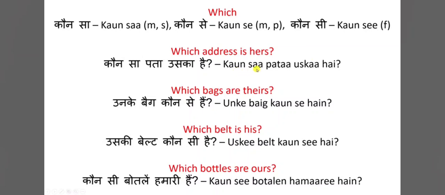Now, you might have noticed the word orders in these sentences. Here we have कौन सा at the beginning. Here we have कौन से in the middle. Here we have कौन से in the middle, and here we have कौन सी in the beginning. This can be done without affecting the meaning of the sentence. It can come in the beginning or in the middle.